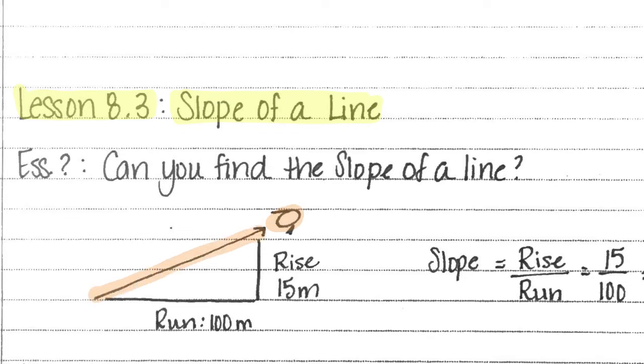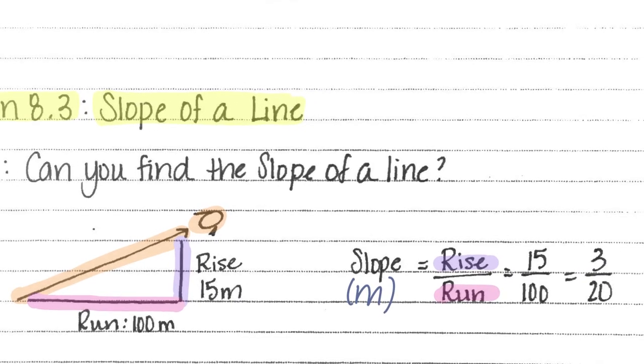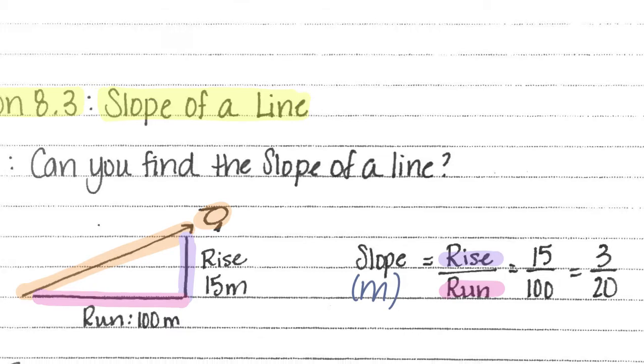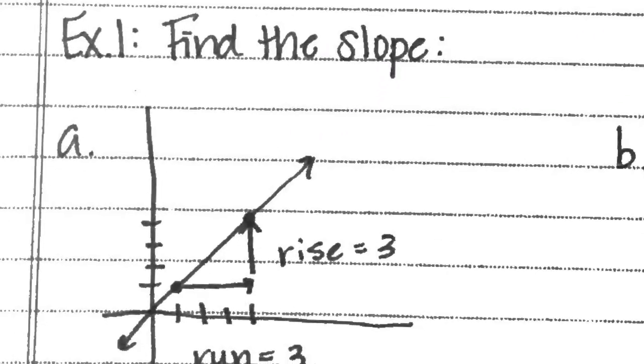And as you notice, to find that slope, we have to have the rise over the run. Slope is always in terms of, they call it m. So they use the small lowercase letter m to show rise over run. In this case, the rise was 15 meters and the run was 100 meters, which reduces to 3/20. Now, there is a formula for slope, but before we learn that formula, we're going to just look at this slope.